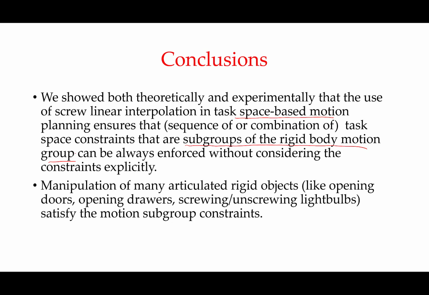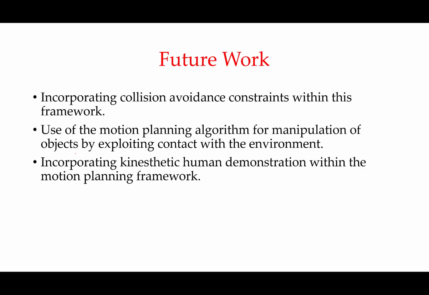For example, manipulation of articulated rigid objects like opening doors, opening drawers, screwing or unscrewing light bulbs satisfy these motion subgroup constraints. In the future, we would like to incorporate collision avoidance constraints within this framework and also incorporate kinesthetic human demonstration within the motion planning framework. Furthermore, we are also using this motion planning algorithm for manipulation of objects by exploiting contact with the environment instead of pick and move types of tasks that we have seen here.